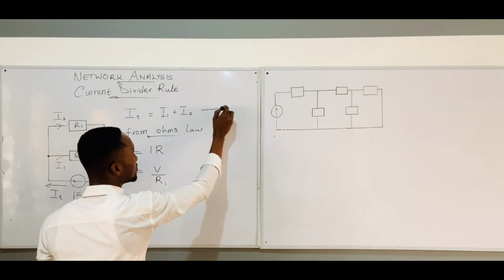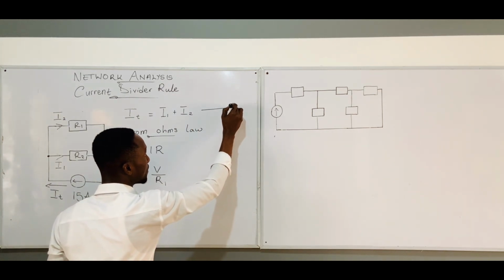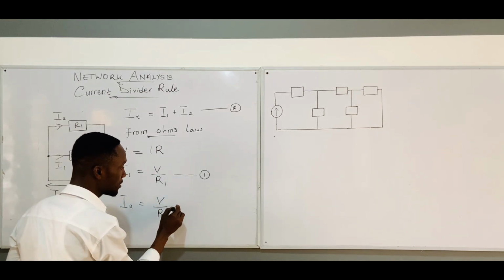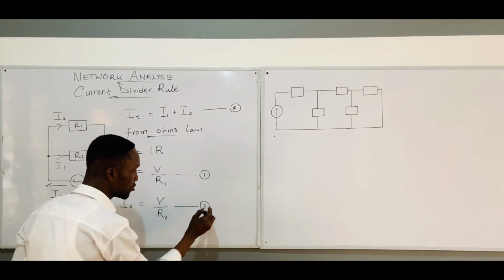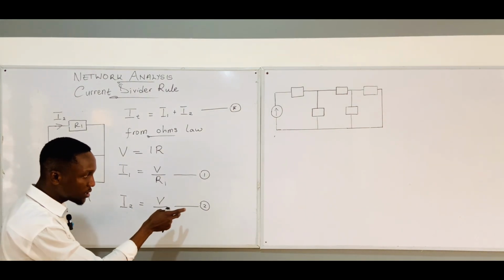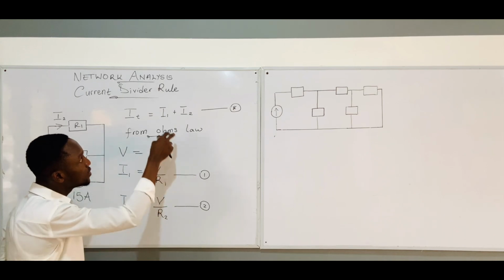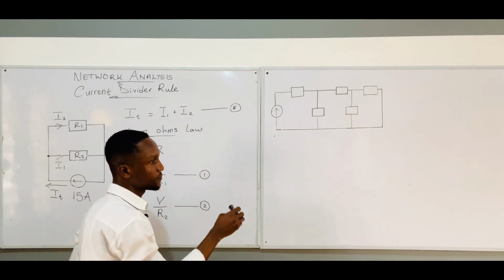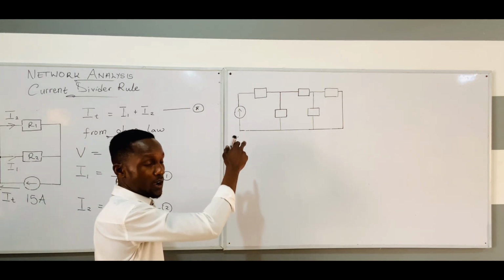Now let's label this one equation star. Then let's label this one equation 1, and this one equation 2. The next thing that we will do is put equation 1 and equation 2 into the equation star, okay? And let's see what will happen. Forget about this diagram, we come back here.